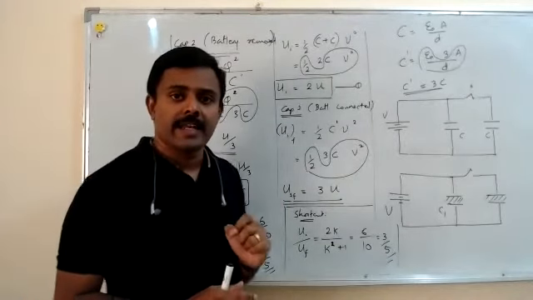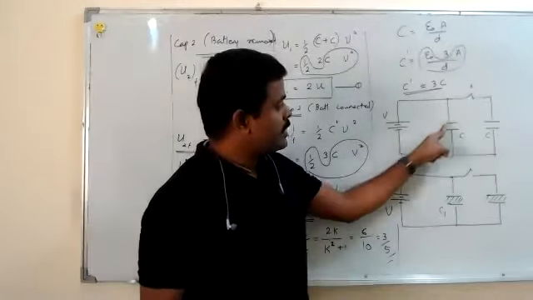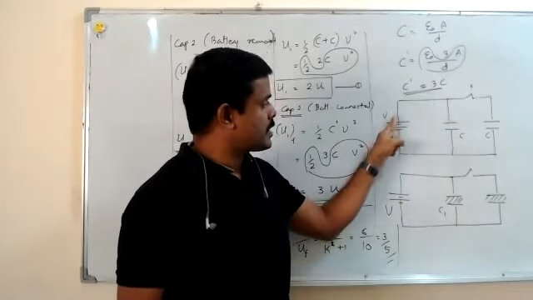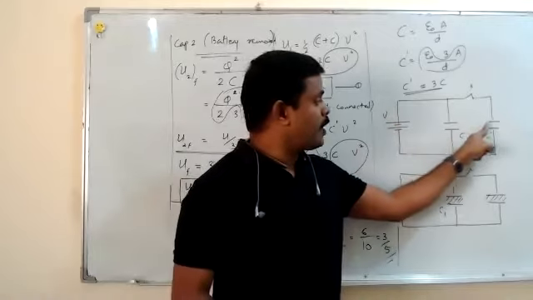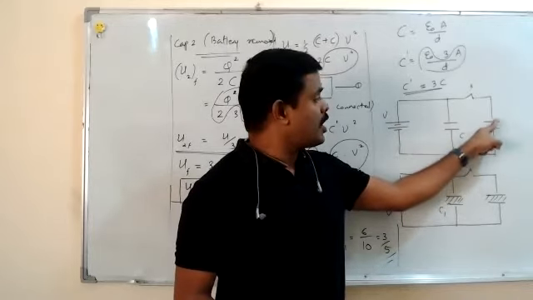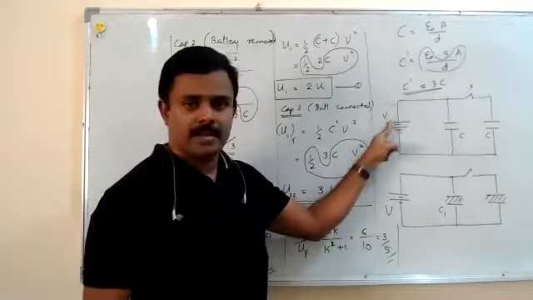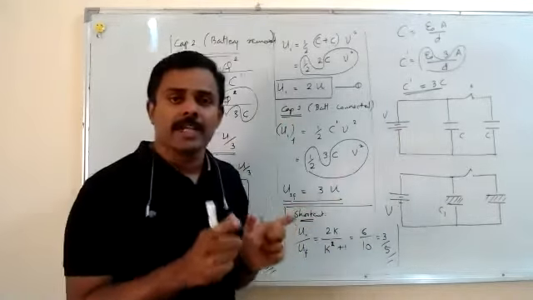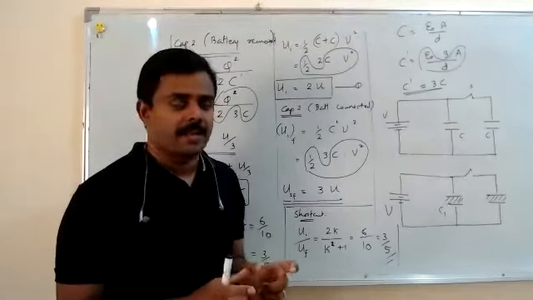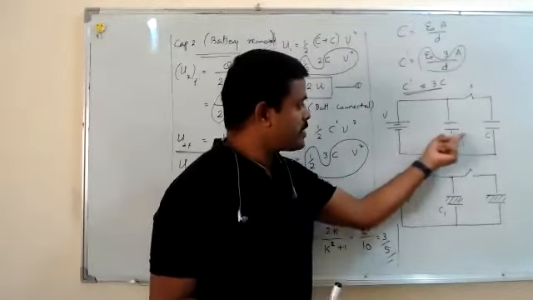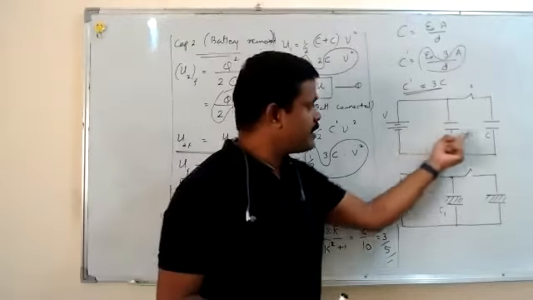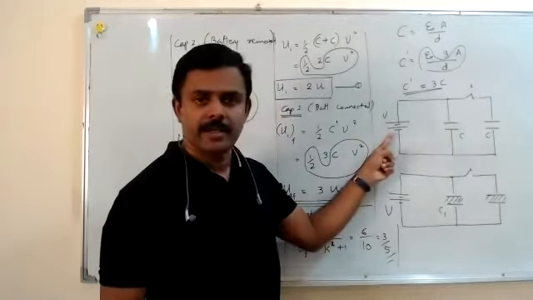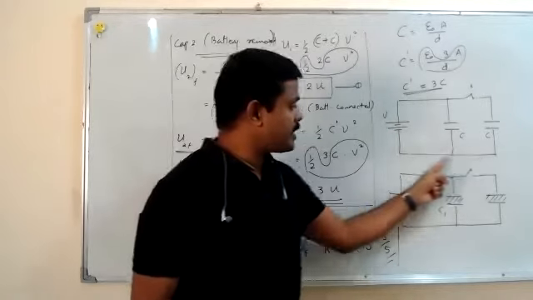How do we know that they are in parallel? Because if you look at the top plate of the capacitor, that is connected straight to the positive terminal. Both of the capacitors have their top plates connected to the positive of the cell. Similarly, the bottom plate of this capacitor is connected directly to the negative terminal.